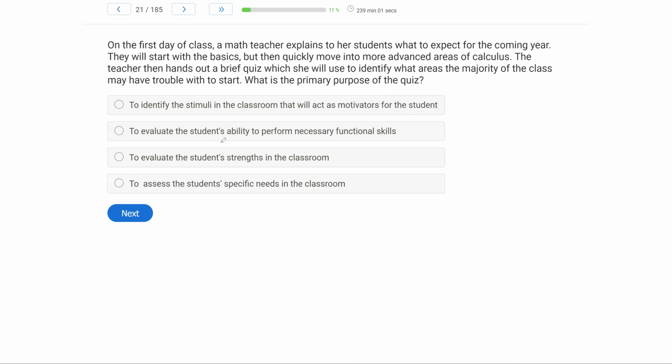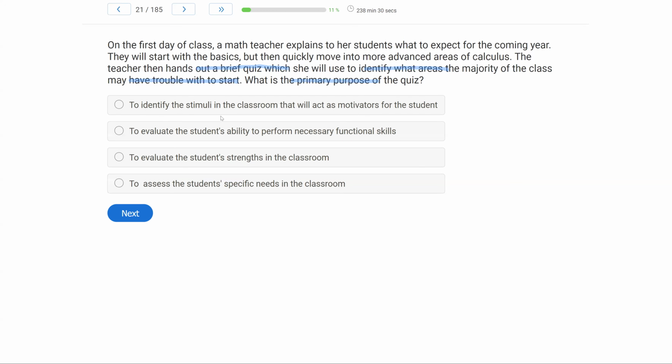This question is a good example of why we don't want to overthink things on our exam. Sometimes the question is just very straightforward with a very straightforward answer. So if you're evaluating the information given, what would we think the primary purpose is of the quiz? Because we know that the math teacher hands out the quiz to identify areas where the class may have trouble with. So what is she trying to do? Well, she's trying to identify problem areas.